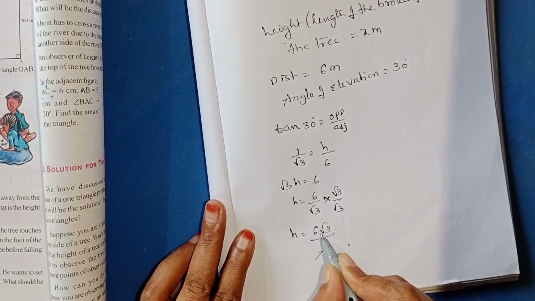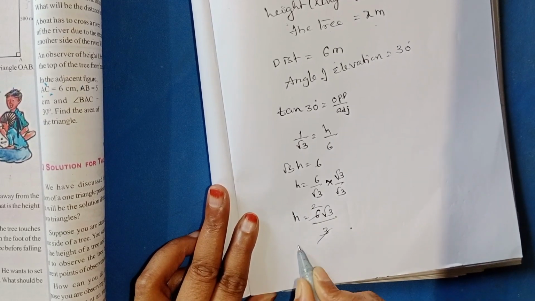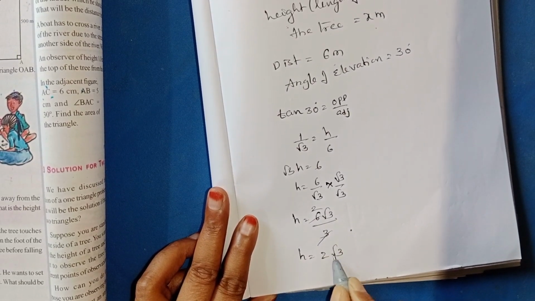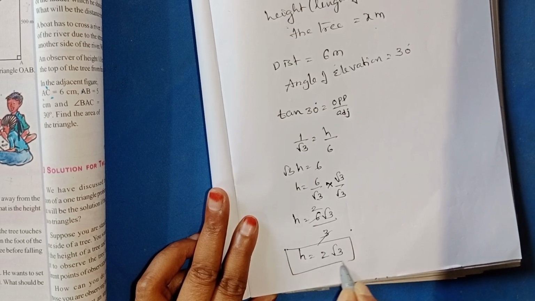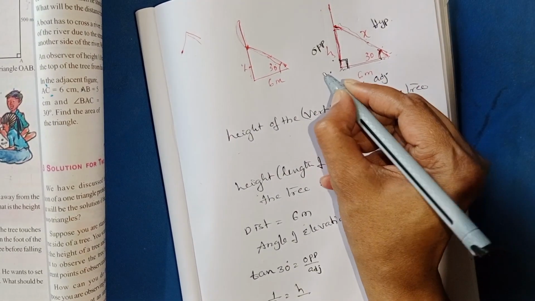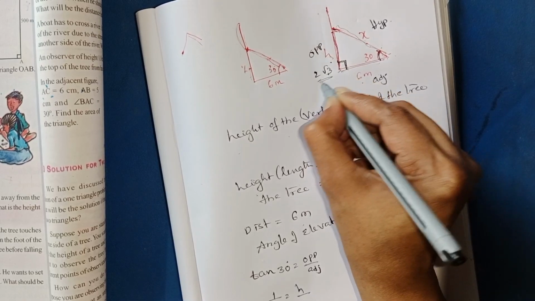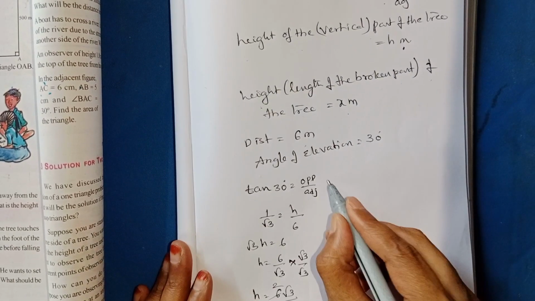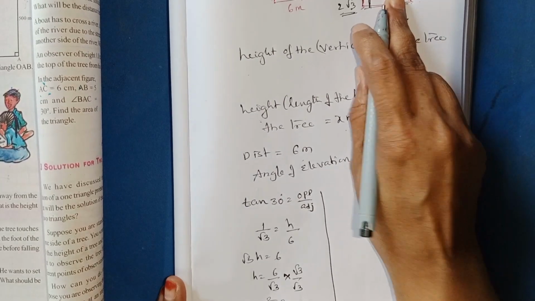3 ones are 3, 3 twos are 6. Therefore, h is equal to 2 root 3 meters. So this is the h value, how much did I get? 2 root 3 meters. Let us find out the next value, the x value.